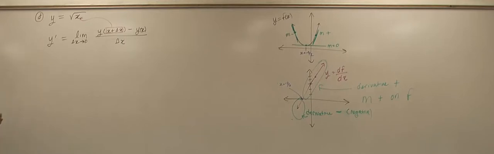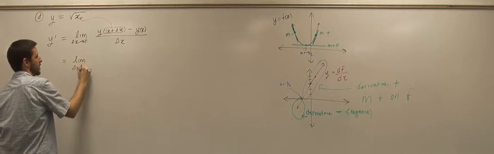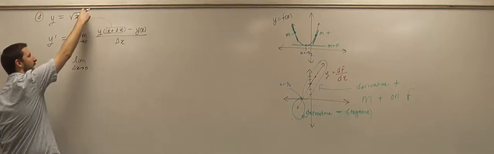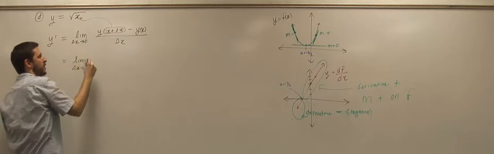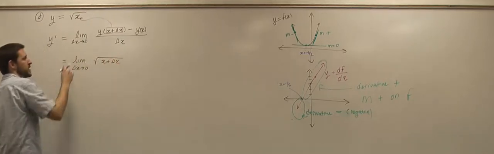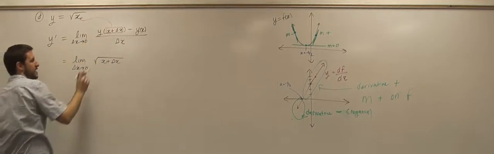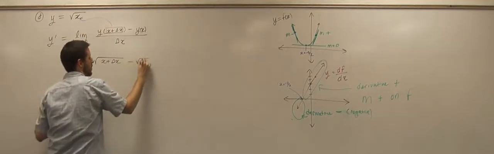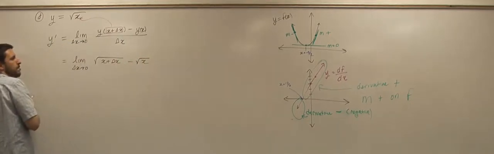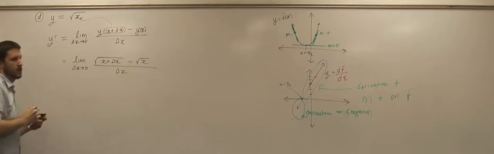So we need to plug this stuff in first, right? When we plug x plus delta x into the square root function, we get this. So that's the first portion of my difference quotient. Then I subtract the same thing again. And then I divide by delta x.